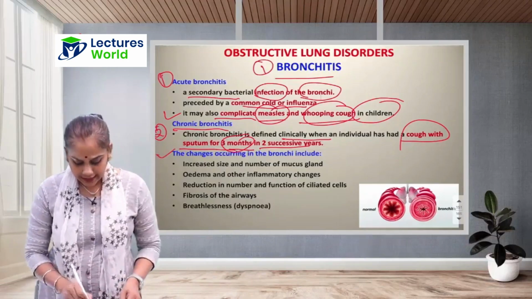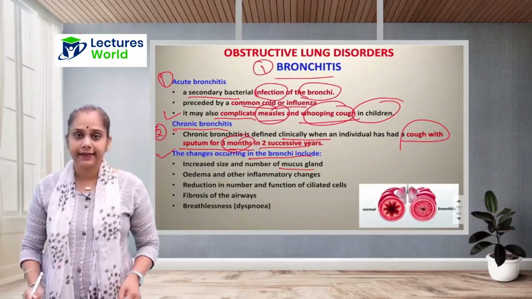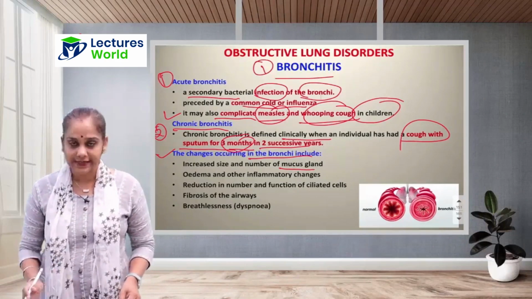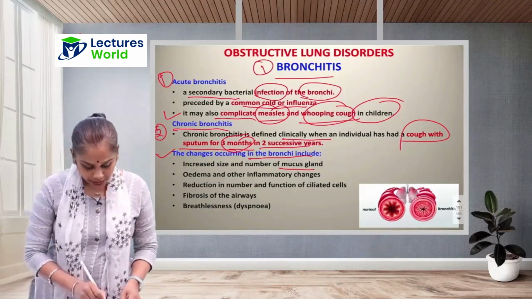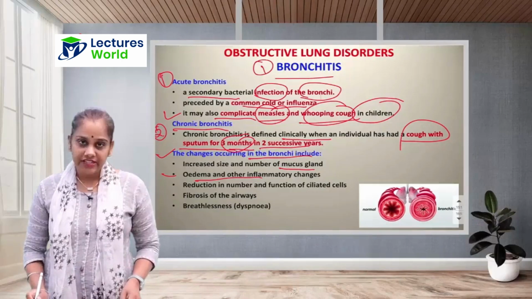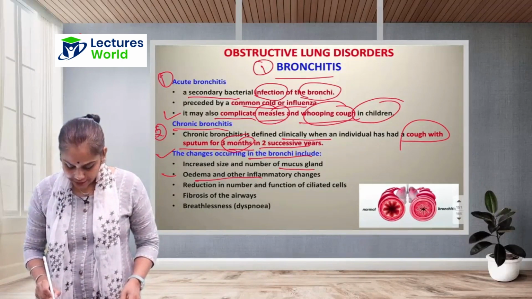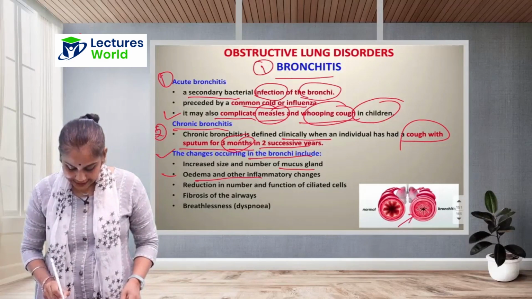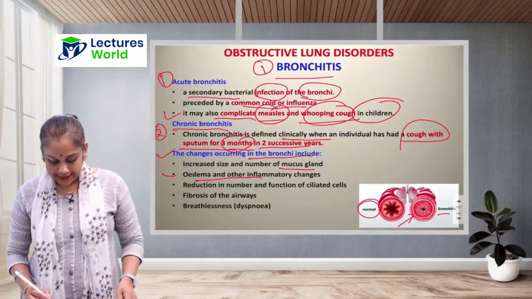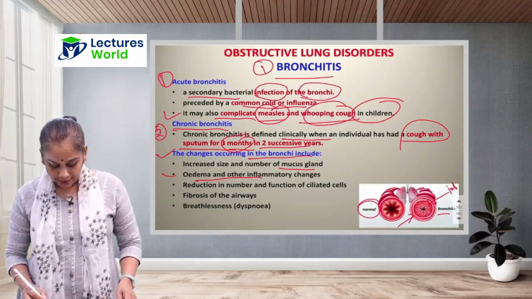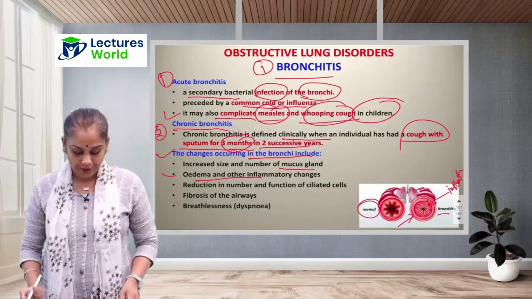The changes occurring in the bronchi include increased size and number of the mucus glands, so more mucus will be secreted into the bronchi. There is edema and other inflammatory changes in the wall of the bronchi. You can see this is the normal bronchus and this is bronchitis. In the figure, bronchitis shows more inflammation in the wall of the bronchi.